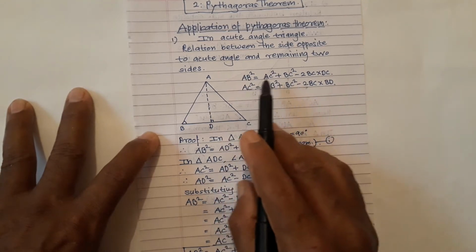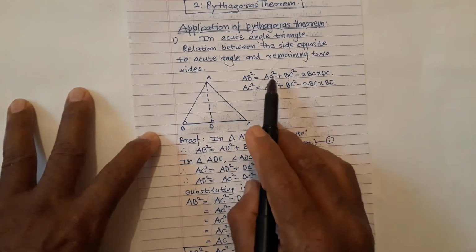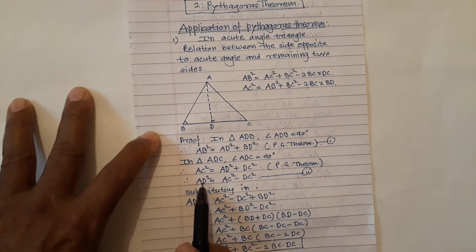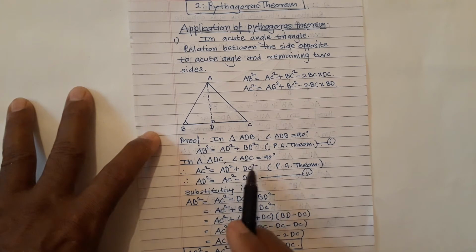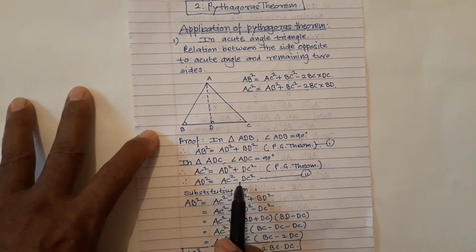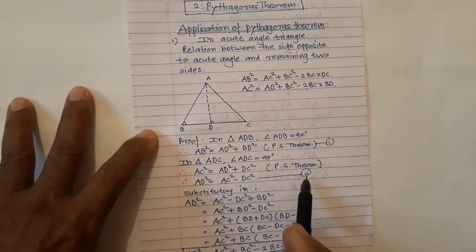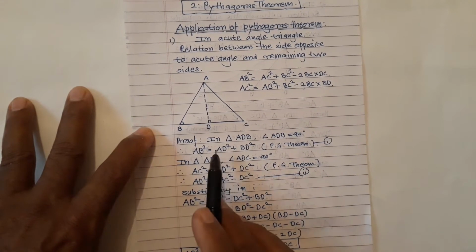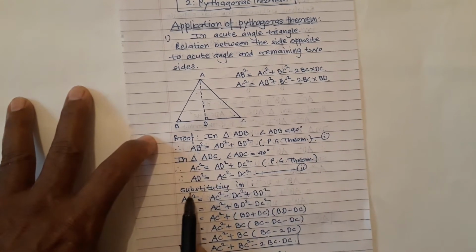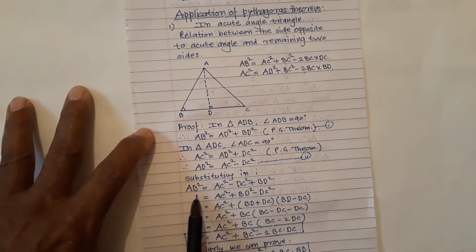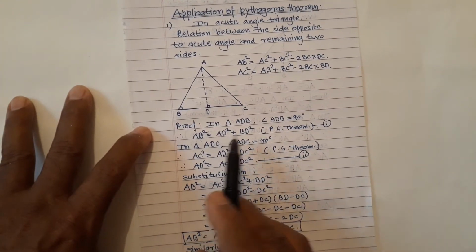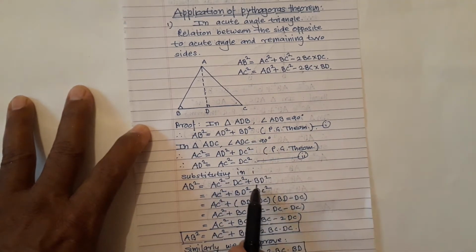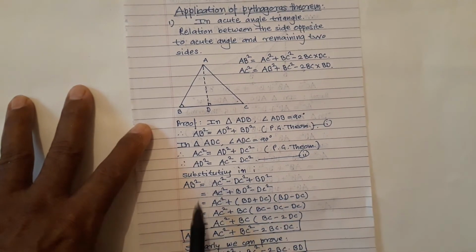Now in your proof, AD is not there, and therefore you find the value of AD, and therefore AD square is equal to, I transfer this DC on this side, so AC square minus DC square. This is what your statement number 2. This statement you substitute in equation number 1. So substituting in 1, AB square is equal to, for this AD square you write down this AC square minus DC square plus BD square, and then you simplify this.